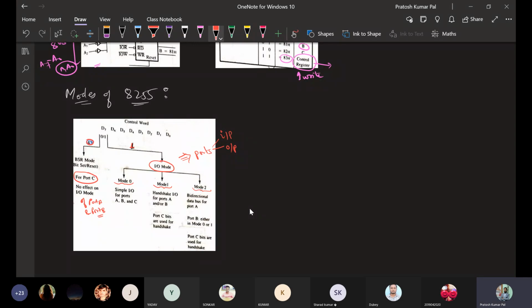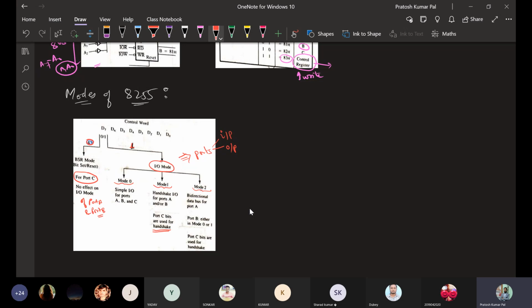The next one is mode 1. In mode 1, port A and port B will be working in input output mode. But here port C will be used for handshake signals. Handshake signal means port C will not be working in input output mode. First of all, port C will be used to make sure of when port A and port B need to send or receive the data. So it will be working as a handshake signal.